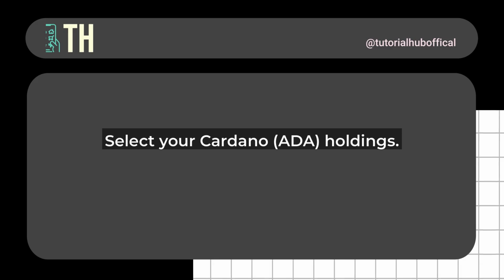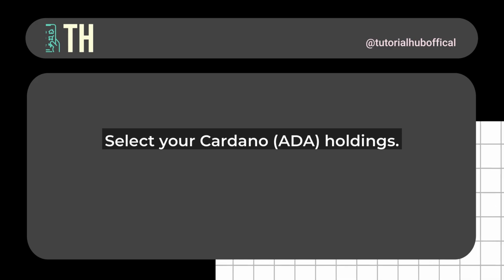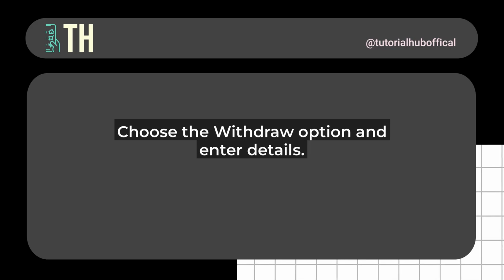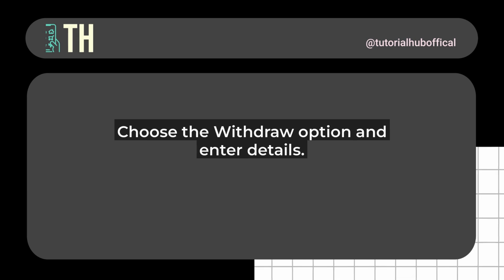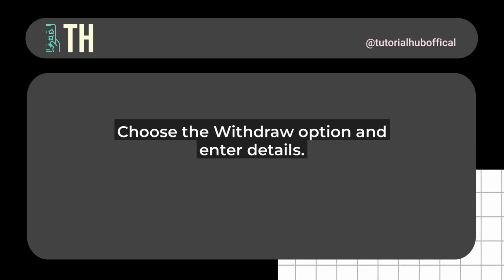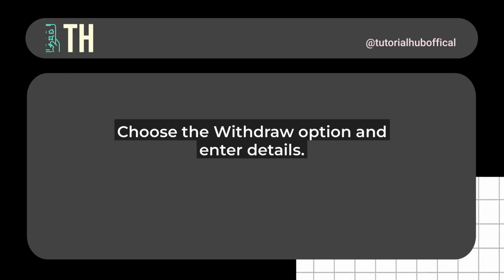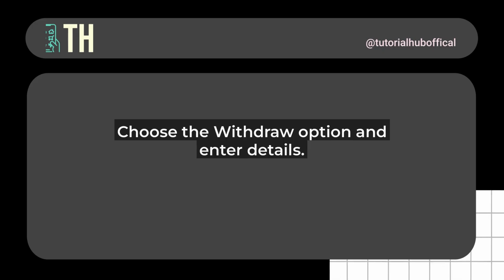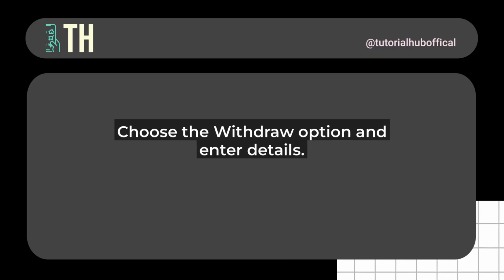Okay, step 1. Log into your Kucoin account on the website or app. Once you're in, head over to the Assets, or Wallets, section. Here, you'll see a list of your cryptocurrencies. Find Cardano, ADA, in that list. Step 2. Click on ADA and select the Withdraw option. You'll be prompted to enter the withdrawal details.